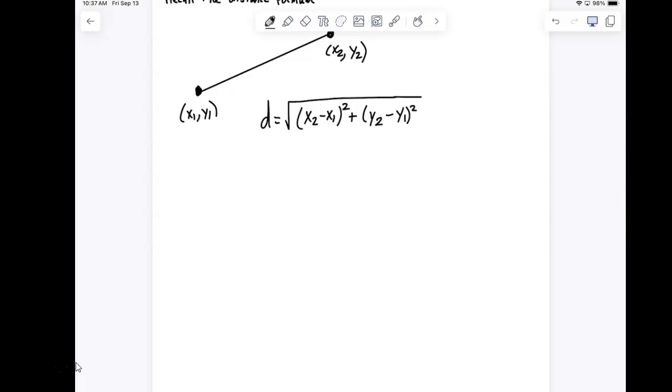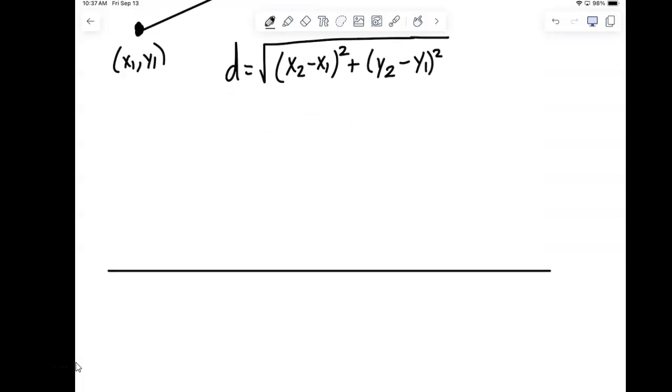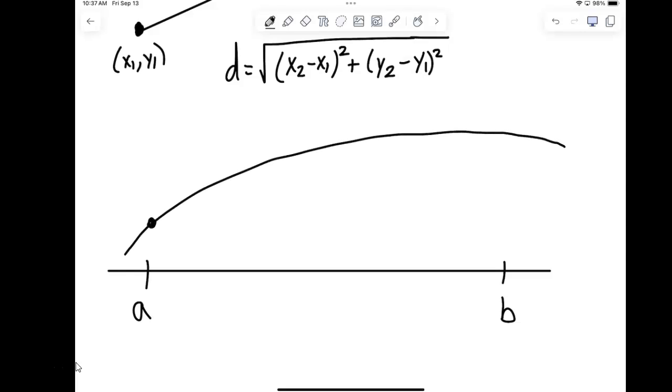So if we have some curve, let's say, just draw a horizontal line here, and let's say we have a curve that starts at the point A, and we're of course looking over the interval from A to B. We're trying to find the length of the curve from A to B. So let's say that our curve maybe behaves something like that. We would like to measure the length of this curve.